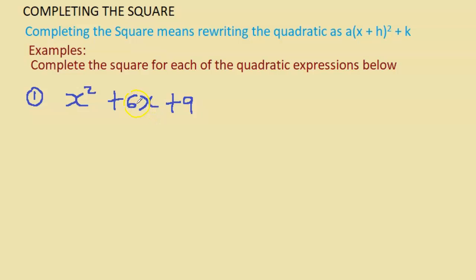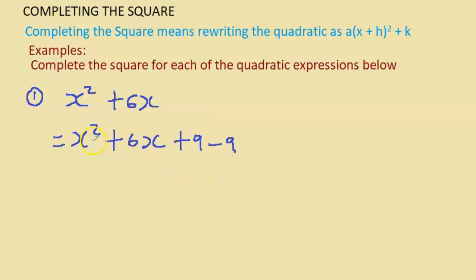Alright? You half it, and then square the result. So half the 6, you square the result, you get 9. But remember now, you're rewriting x squared plus 6x. Let me just take it into another line. So you have x squared plus 6x. You half the 6, square the result. You get 9. But remember, you have to subtract the 9.